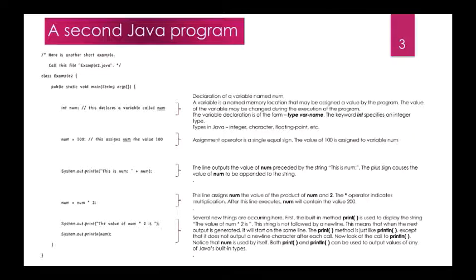Next, several new things are occurring here. First, the built-in method print is used to display the string "The value of num into 2 is". The string is not followed by a new line. This means that when the next output is generated, it will start on the same line. The print method is just like println, except that it does not output a new line character after each call. Now look at the call to println. Notice that num is used by itself. Both print and println can be used to output the values of Java built-in types.